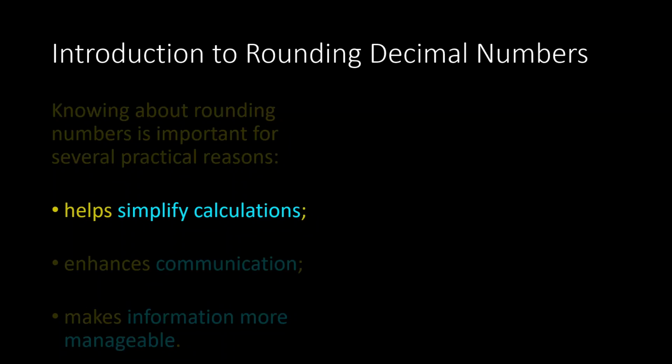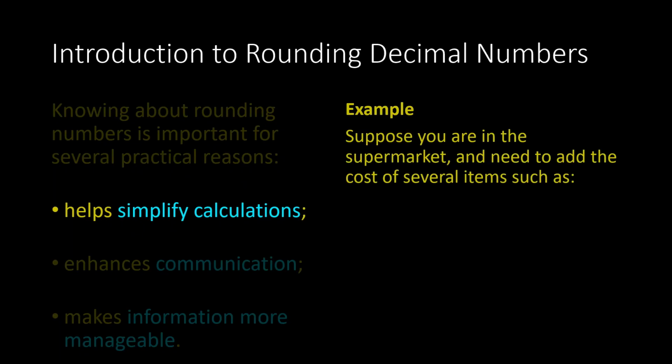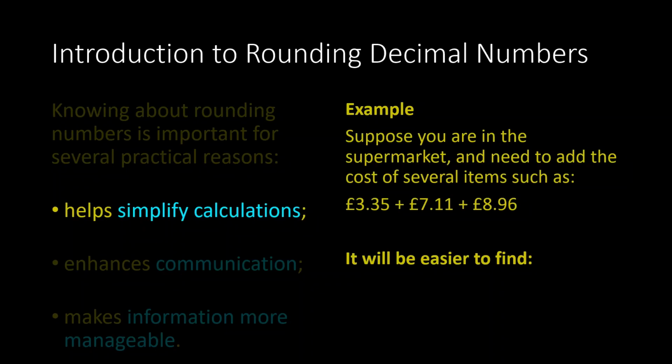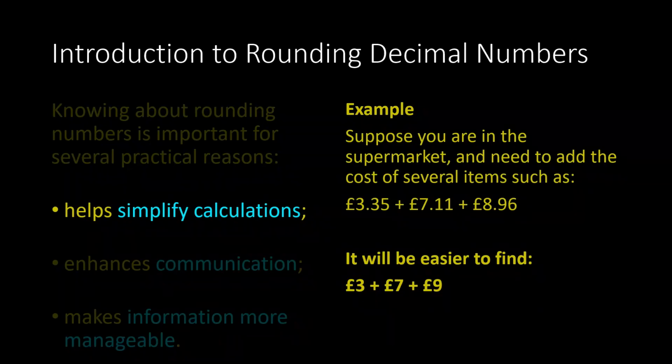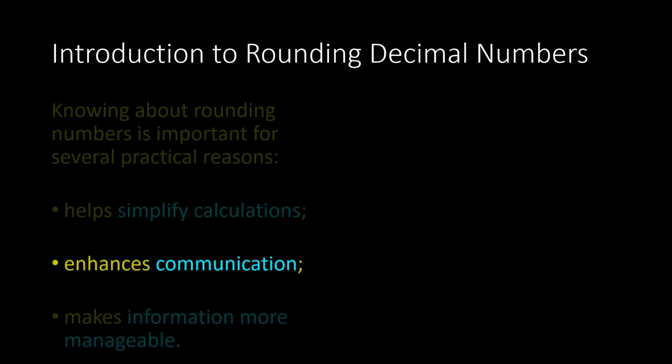Let's take a look at examples. If you are in the supermarket and need to add the cost of several items, such as £3.35 plus £7.11 plus £8.96, it will be much easier to find £3 plus £7 plus £9, which is of course equal to £19. Rounding also helps to enhance communication.